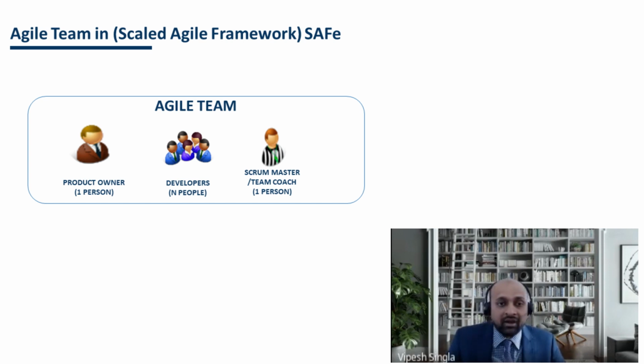And the agile team functions as a basic building block of a SAFe enterprise. Why it is called a basic building block is that 5 to 12 agile teams come together to form an ART, right? And that's why it's considered a building block of a SAFe enterprise.